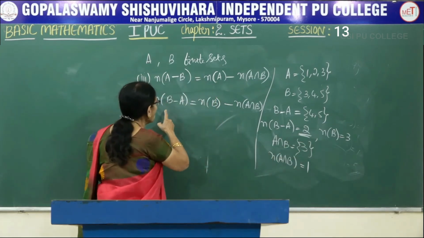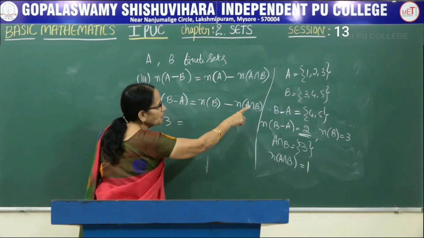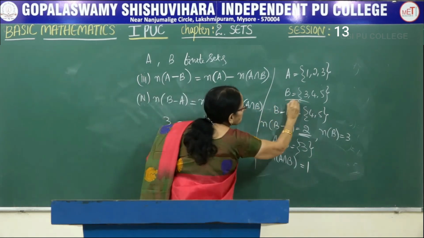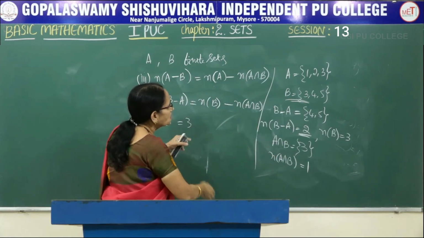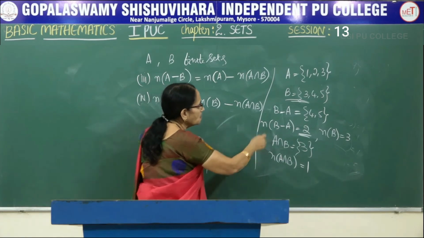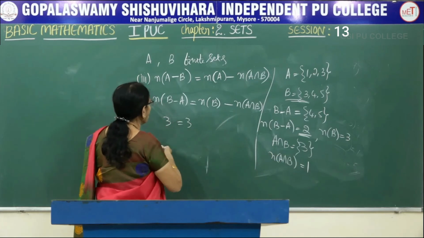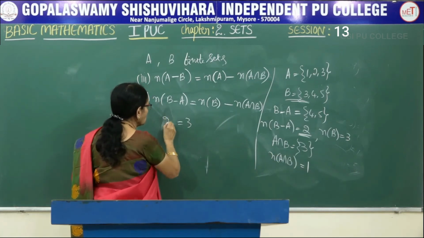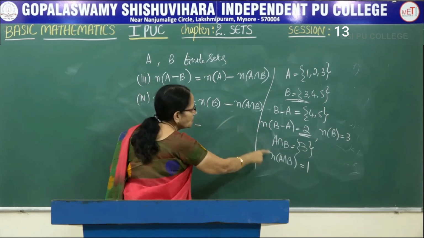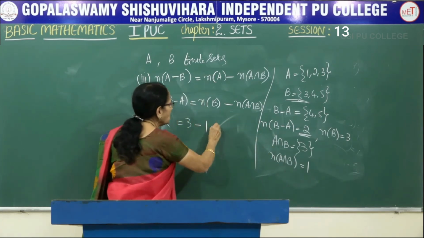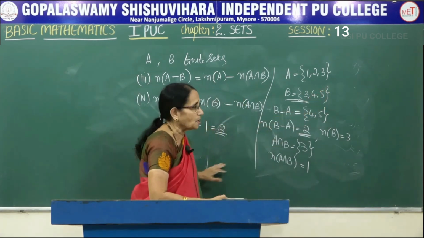Now come to this part. n of B minus A is equal to 3? What is n of B? How many elements are there? 3 are there. So n of B minus A, we have calculated here. B minus A is 4, 5. n of B minus A is 2 here. n of B minus A is 2, and n of B is 3 minus n of A intersection B is 1. Again we got it to be 2. Of course, if I had omitted one term here, it would be different.